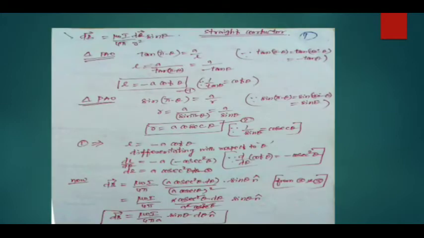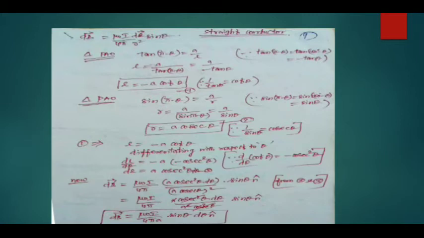Come to this one. In the first triangle PAO, tan of pi minus theta, that is 180 minus theta, is equal to A by L. Because tan of 180 minus theta is equal to minus tan theta.